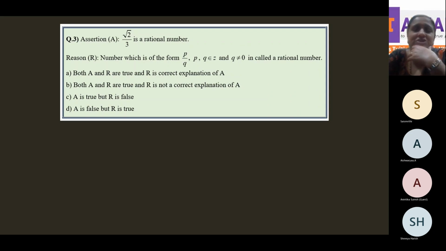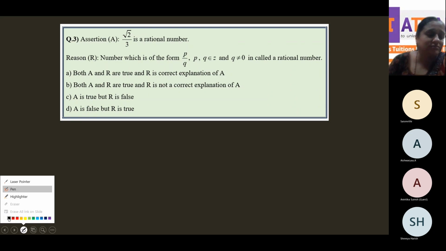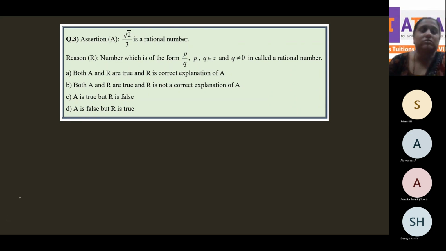P by Q form is a rational number, right? Yes, ma'am. So is the assertion statement correct? Option B, ma'am. Is the assertion statement correct or wrong? It's correct, ma'am. Yes, it's correct. But all of you are wrong.